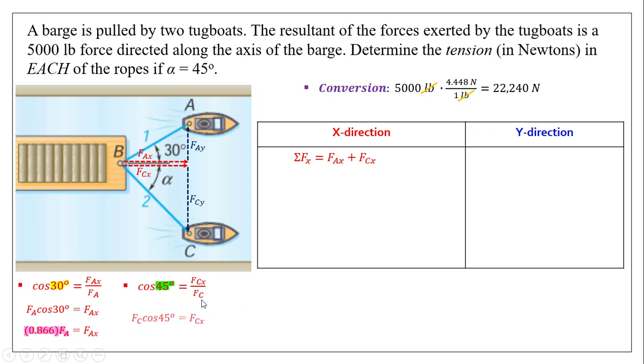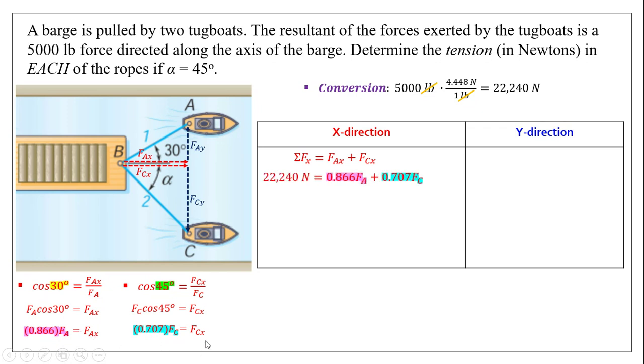Okay. To get FCX by itself, multiply both sides by FC. So we now have an expression for FCX. FCX is FC cosine of 45 degrees. Therefore, cosine of 45 on your calculator should be about 0.707. And then don't forget the FC in the front there. I just rewrote it so that I can keep the coefficient in the front.